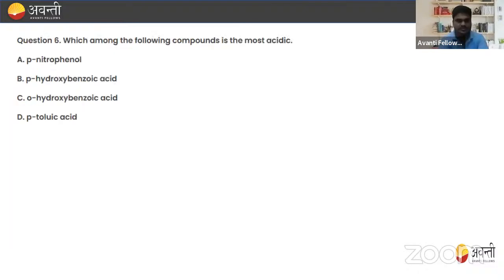Always remember this. Now the next question, question number 6: which among the following compounds is the most acidic? We already studied this, it's called acidic nature. The minus I effect comes into the picture, and the ortho effect is also responsible. So let me draw the structure of each. We have para-nitrophenol. The structure of para-nitrophenol looks like this: this is phenol, and this becomes para-nitrophenol.